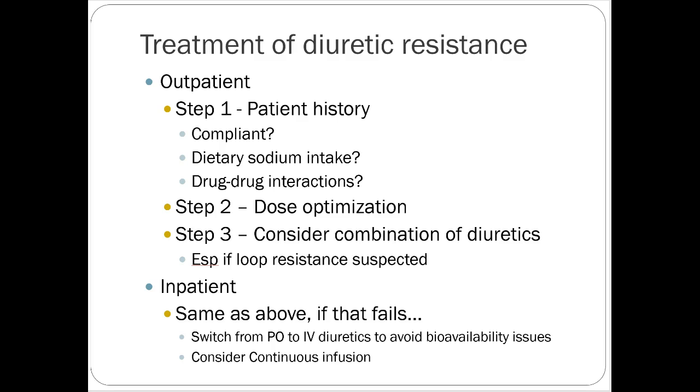Two would be optimize their dose, increase as needed, or maybe consider changing to a different diuretic, a more potent one. Consider combination of diuretics. So if loop resistance is suspected, you could consider adding a thiazide diuretic on. Inpatient is basically the same as above. However, the only difference is you can do IV, which guarantees that you're getting full bioavailability, which is an advantage in and of itself. The other thing you can do inpatient is a continuous IV infusion, where you're getting the loop diuretic constantly to the patient, and that can have some benefits as well. And I think I've got a slide on that coming up here in a second.